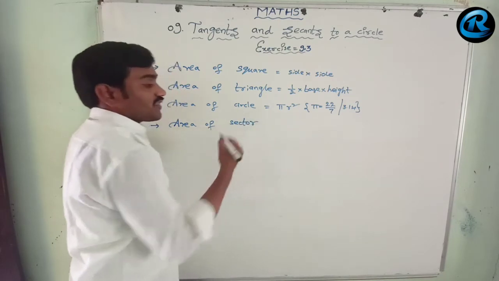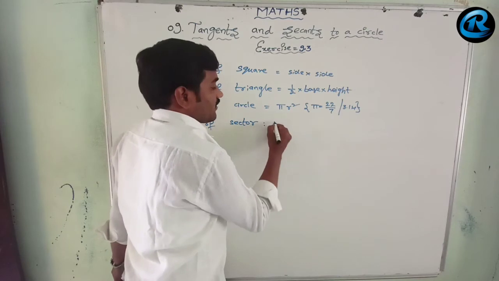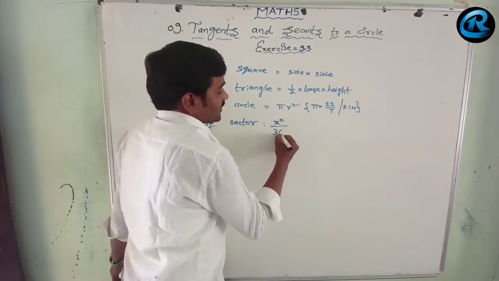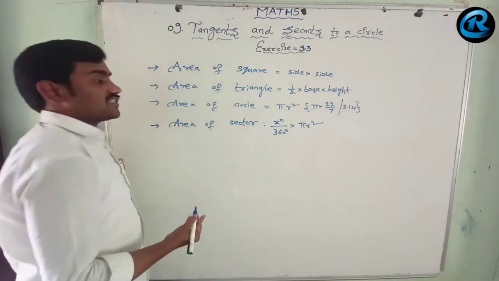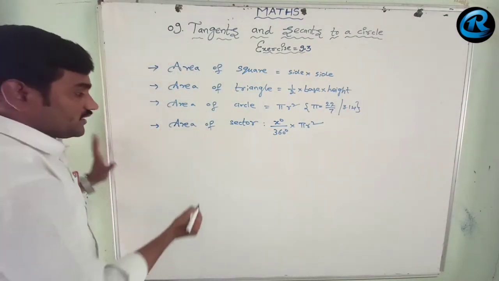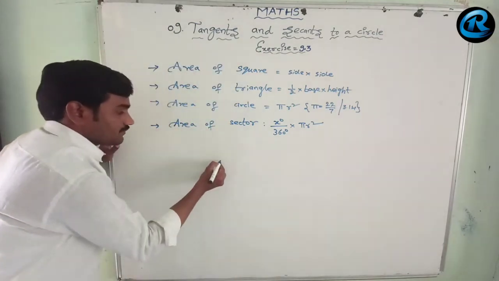About the area of a sector, we have learned in our 8th class, so you might remember the formula now. It is x degrees by 360 degrees into pi r square, which gives the area of a sector. Let us understand it here first. I will explain that, and after that I will continue with the formulas.